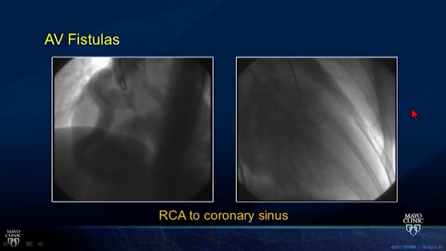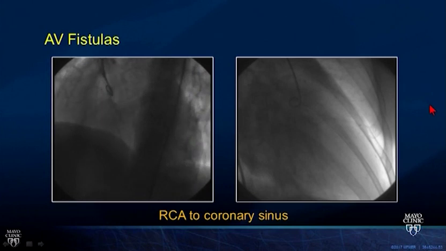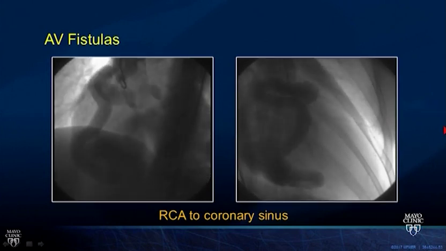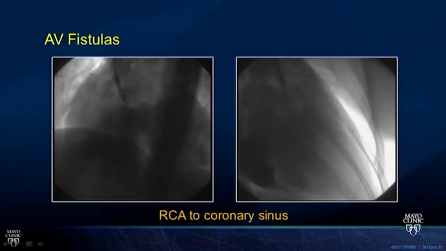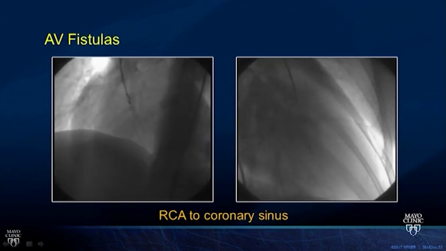Here's another large AV fistula. This is a massive fistula from the right coronary artery going to the coronary sinus. And the way you know that's the coronary sinus is that you see the right atrium filling first after this is injected.